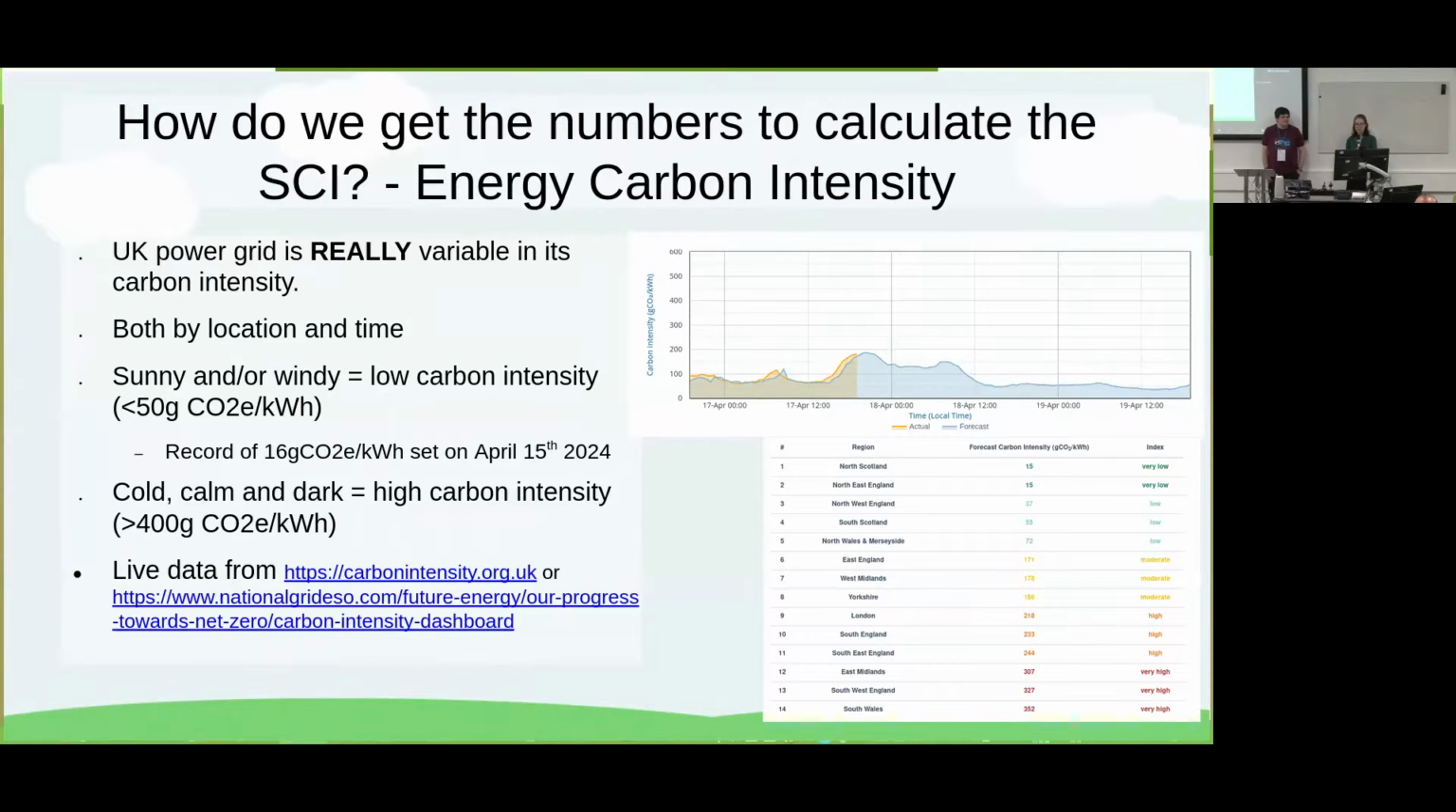So moving on to the energy carbon intensity, which is the I in the equation. So in the UK, but probably around the world as well, the power grid really varies in how clean the grid is at any point in time. In particular, in terms of carbon intensity, it's very variable depending on the time, date, place, as Colin pointed out before.